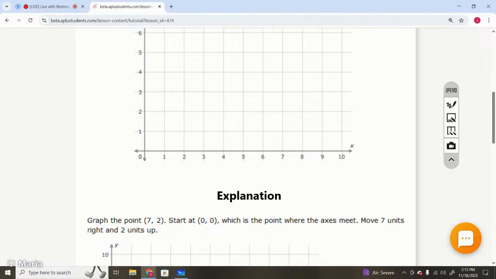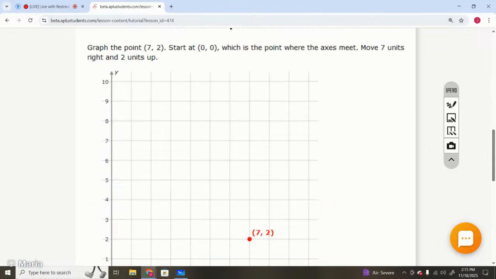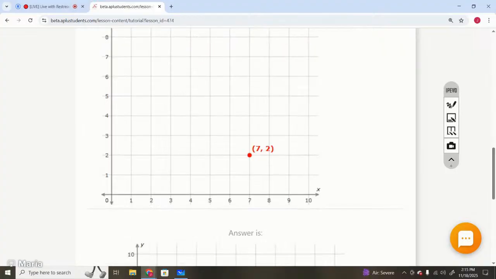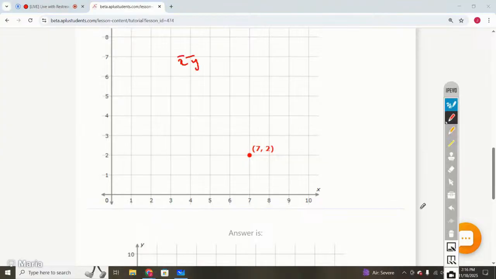So graph the point 7, 2. Start at 0, 0, which is the point where the axes meet. Move 7 points right and 2 points up. Here is the origin 0, 0. Move 7 points right and 2 points up. Here is the coordinate 7, 2.